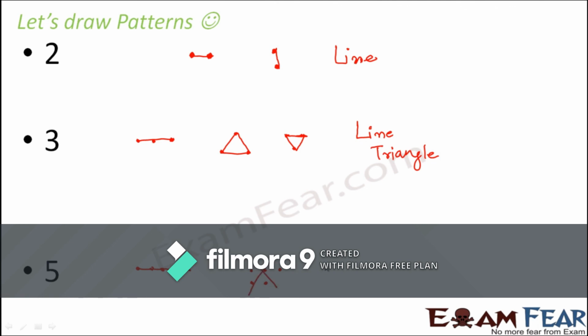Can you make a square or a rectangle? For a rectangle or square you would need 4 dots basically. But here you have 5 dots. So rectangle or square would also not be possible. So the only thing that is possible with 5 dots is a line.